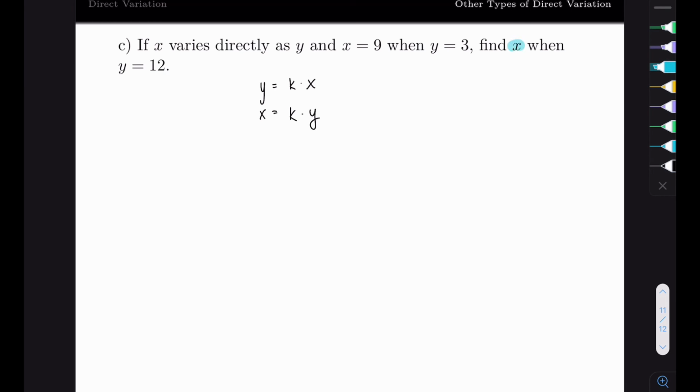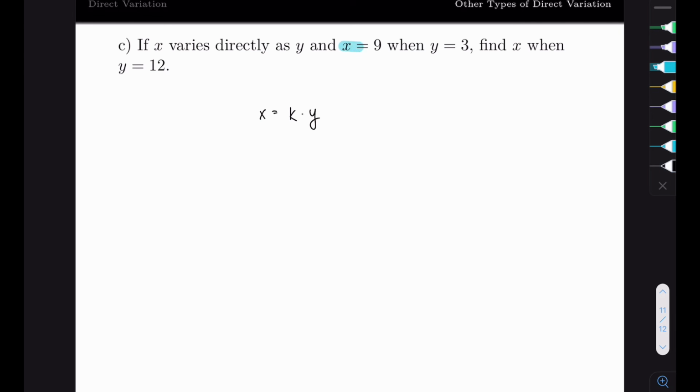What I would recommend though is, because it asks us to find X, we're going to use this format instead. And really kind of looking at this, it says X varies directly as Y. So this means your input's going to be Y, your output is going to be X. Again, you could use this first one and it will still lead you to the same answer, but you're going to have to do more work to get there. So X varies directly as Y, so we set it up in this way.